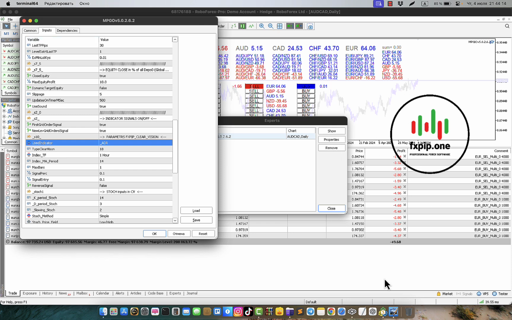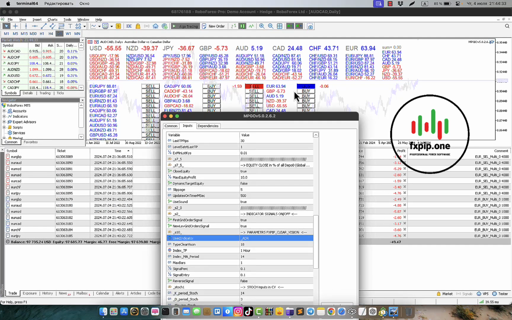Basically, this is not a separate version. This will be the next version of our EA, but you will just receive additional functionality that will be very interesting for you to trade this way. I hope everyone will understand what to do with this.